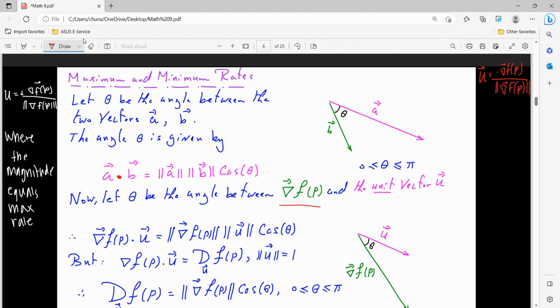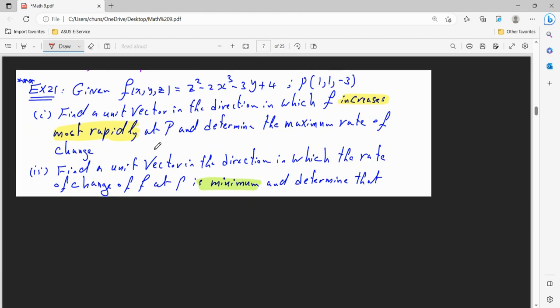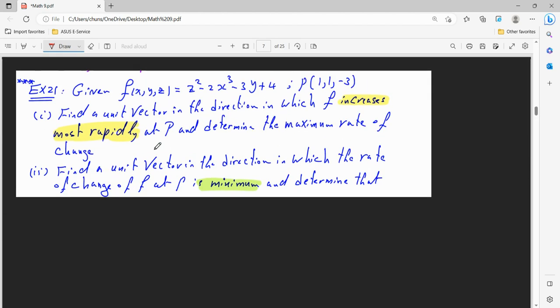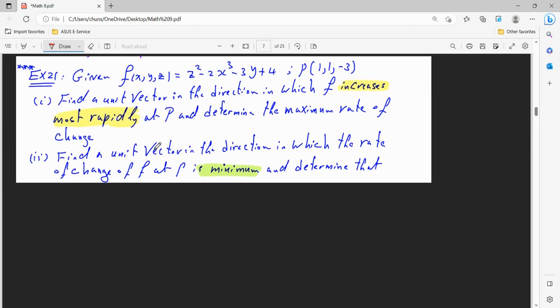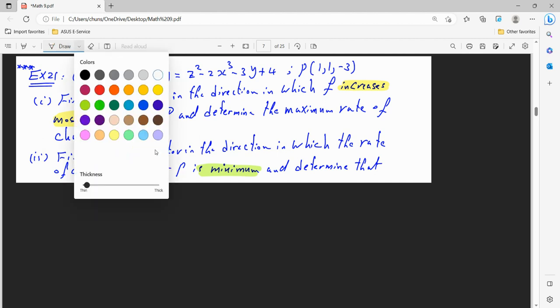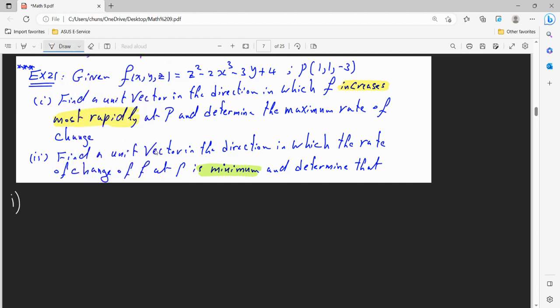So let's explain this further with an example. Okay, awesome. So given this function here, at a specific point, find a unit vector in the direction in which f increases most rapidly at p and determine the maximum rate of change. Okay, so we're determining maximum rate of change, so let's start with part 1.